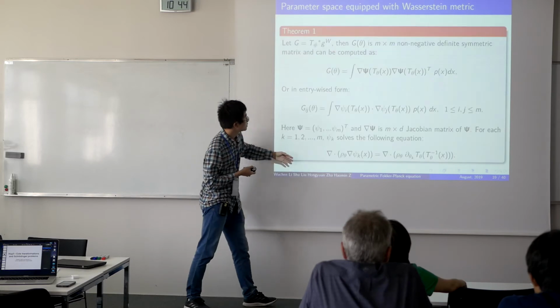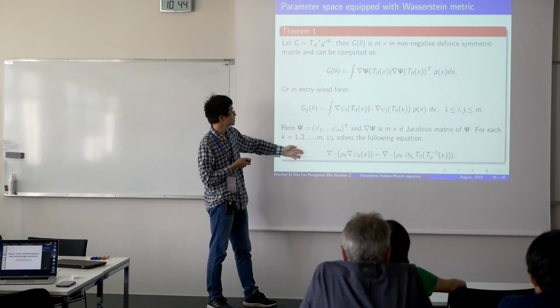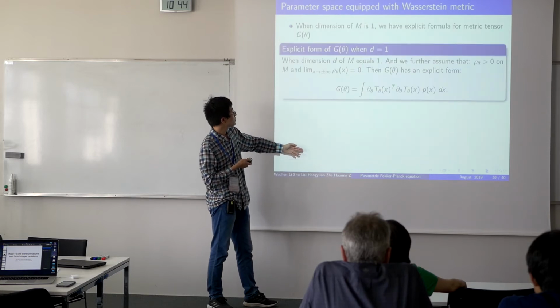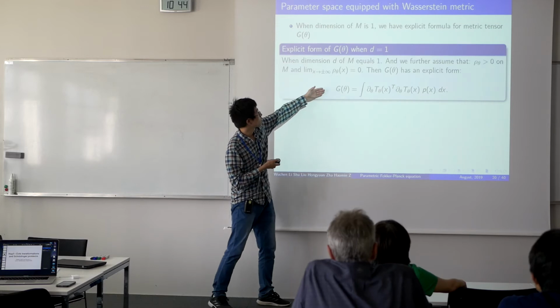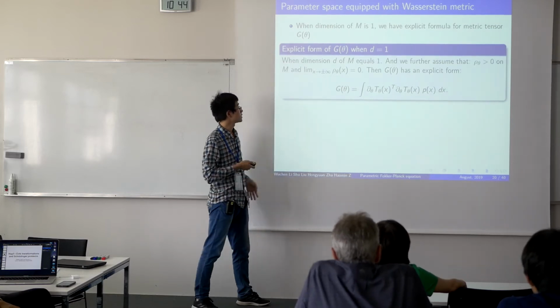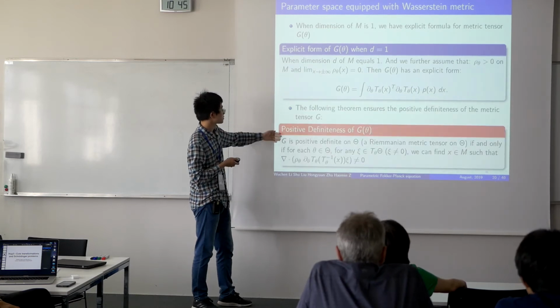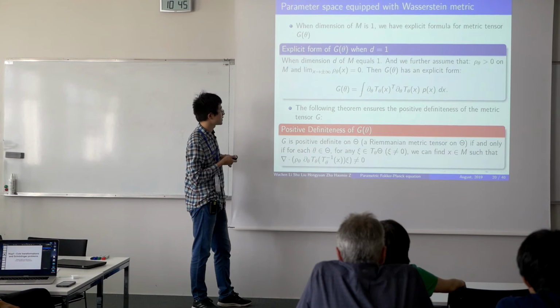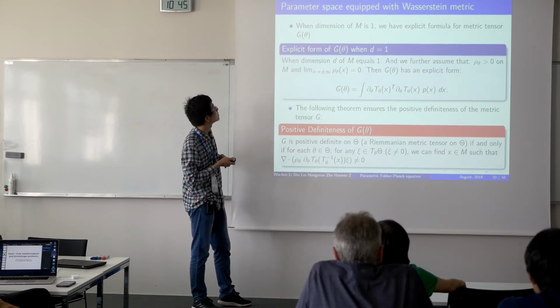Okay, and you know this equation doesn't have an explicit solution when the dimension is larger than 1, but when the dimension equals 1, you can directly integrate this equation, and you will get an explicit solution for the metric tensor g theta. And we also have a theorem that guarantees the positive definiteness of g theta. So I will just skip this one.